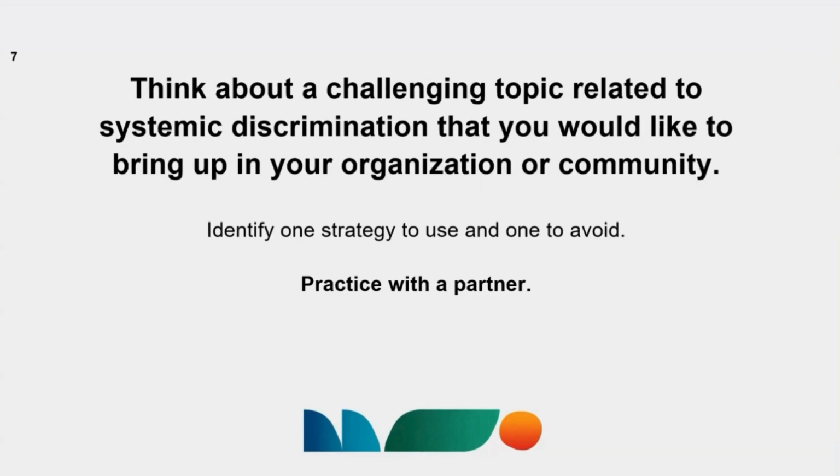Consider doing this activity sometime soon to practice using strategies on the previous slides. Think about a challenging topic related to systemic discrimination that you would like to bring up within your organization or community. Identify one strategy to use and one to avoid, and then practice using these strategies with a partner. Take turns playing the role of the person trying to initiate the conversation and the person who is reluctant to engage.